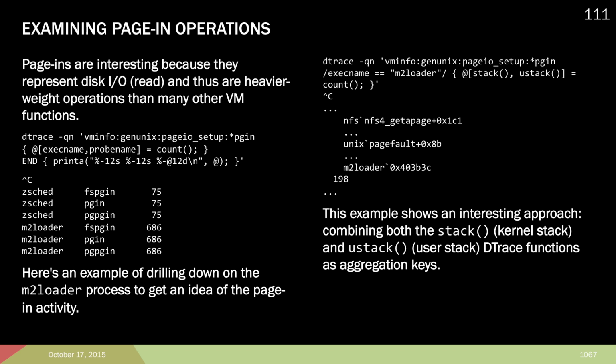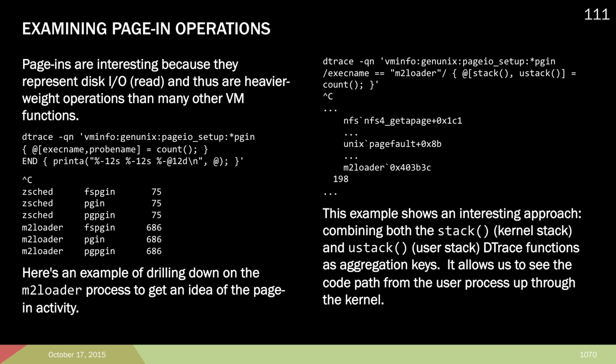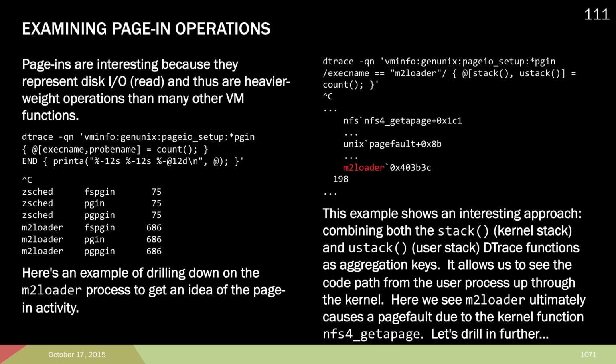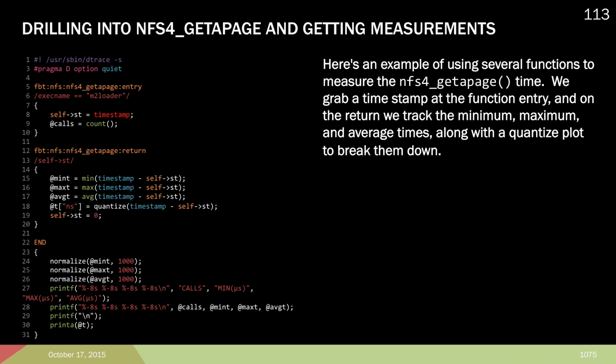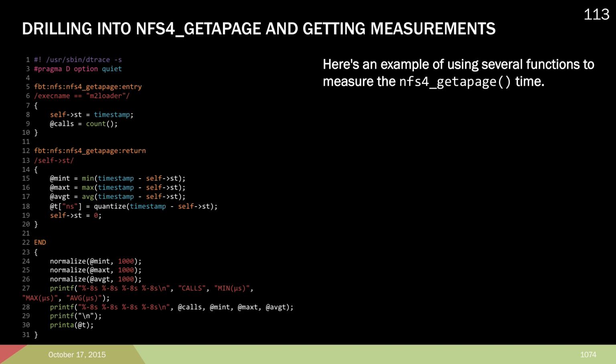This example shows an interesting approach, combining both the kernel stack and user stack DTrace functions as aggregation keys. It allows us to see the code path from the user process up through the kernel. Here we see m2loader ultimately causes a page fault due to kernel functions and nfs4_getpage. Okay, so here's an example of using several functions to measure the nfs4_getpage time.